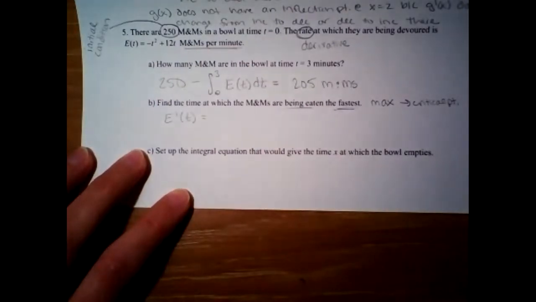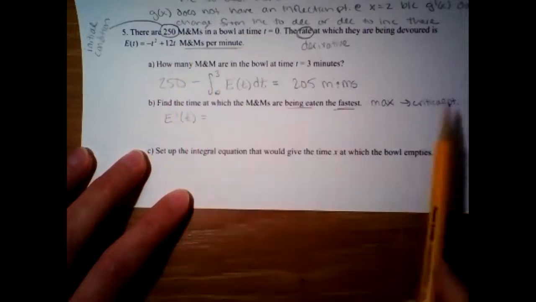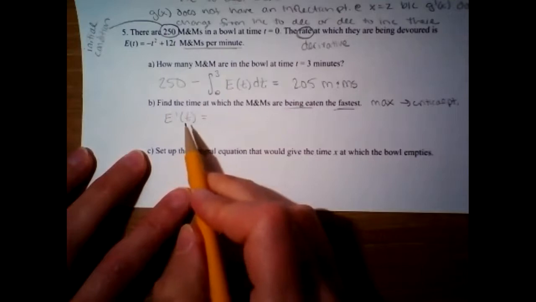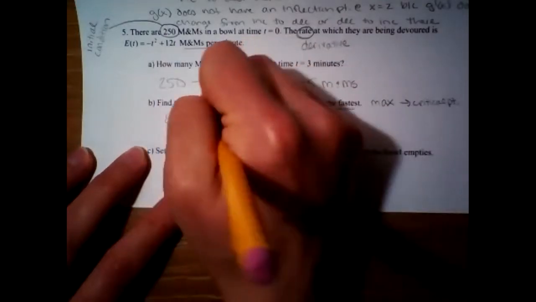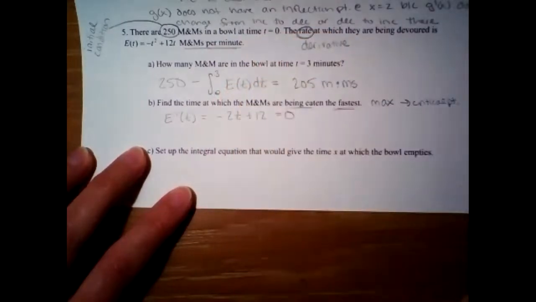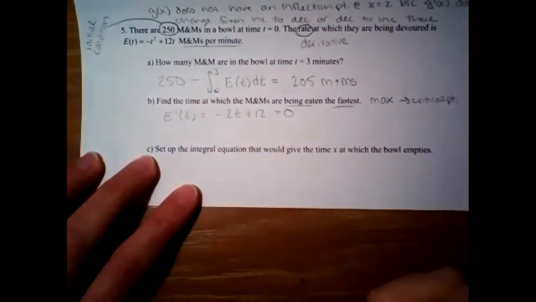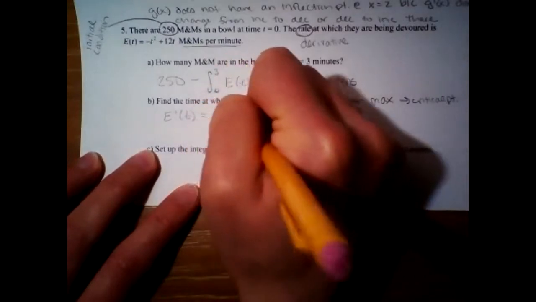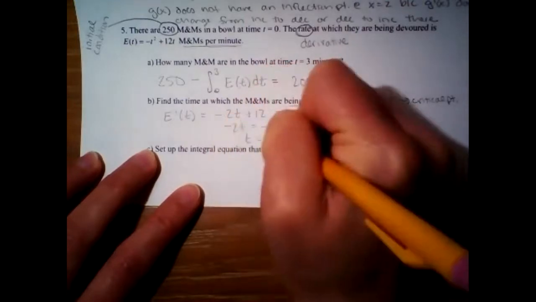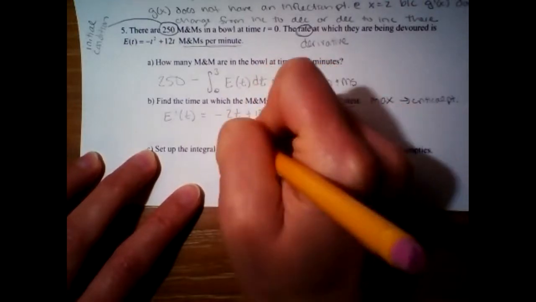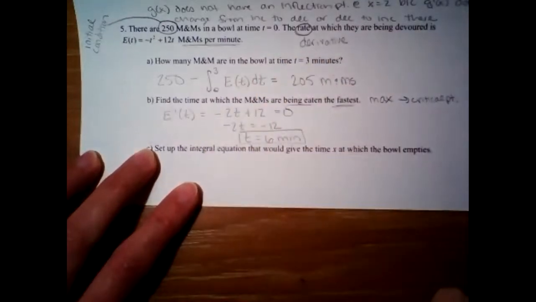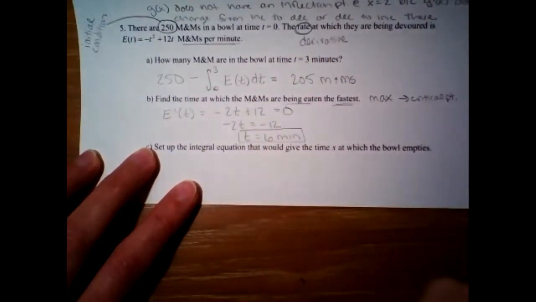So this is the rate at which they're being devoured. We want the rate to be a maximum. It's like a rate of change. We're going to do the derivative of this. That would be negative 2t plus 12. Set it equal to 0, and then we're just going to solve that. So subtract 12, and we get t equals 6 minutes. So at time 6 minutes, that's when they're being gobbled up the most quickly. That's when everybody is like, yum, yum, yum.